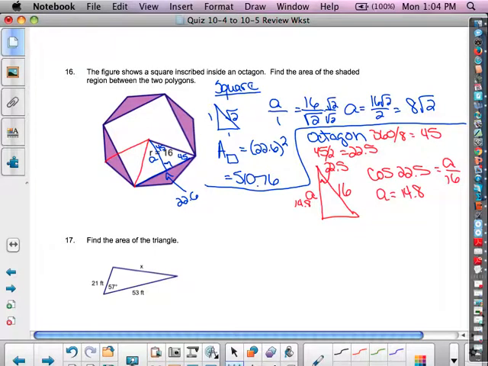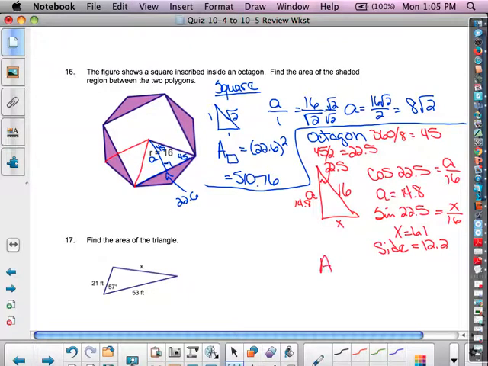Now I also need the length of the side, so I'll use sine. So sine of 22.5 equals x over 16. That gives me x is equal to 6.1. Remember though, that's only half the length of a side, so I have to double it. Therefore, a side is equal to 12.2.